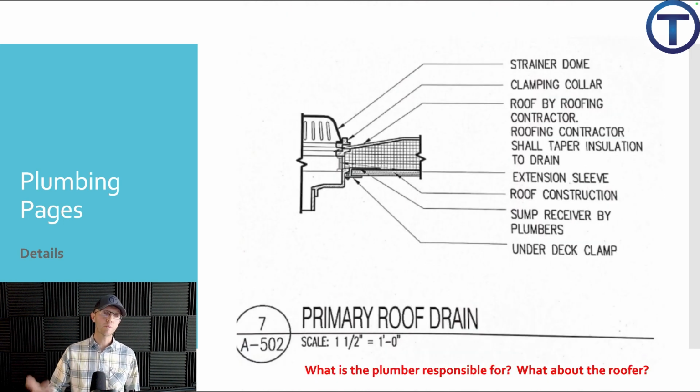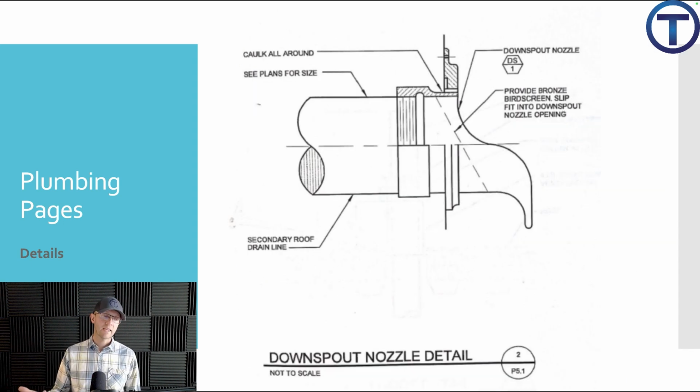Here's a cutaway of a roof drain showing how it's going to interface with the roof seal, and that's how we'd be expected to hook that up. Here's a detail for the downspout or the scupper for an overflow roof drain. So we can see how they expect that to be installed on the outside of the building.